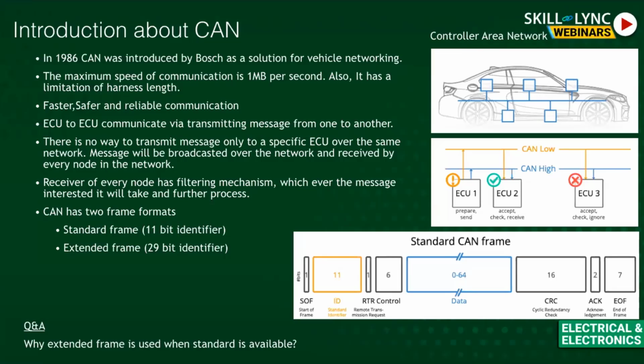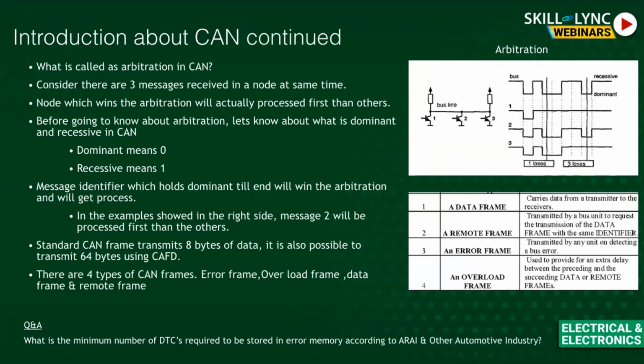People use a 29-bit identifier in trucks. Basically, trucks require plenty of ECUs, so people call it a 29-bit identifier. So people are going for the extended frame in trucks, and the standard frame in cars. Okay, that was a little introduction about CAN only.